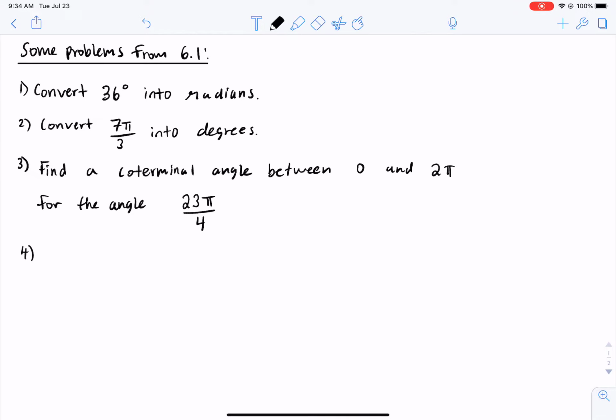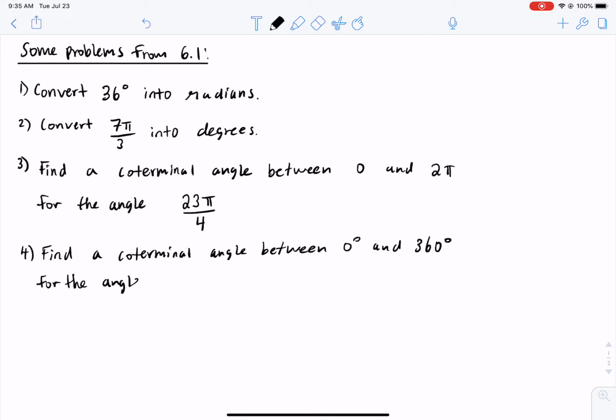Number four, say, right, I want to find a coterminal angle between 0 degrees and 360 degrees for the angle, put negative 800 degrees.